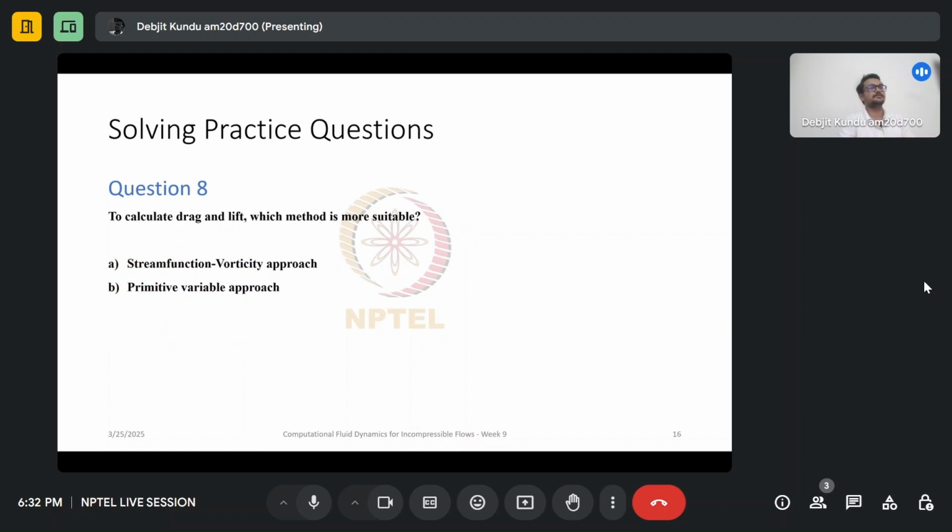We'll move on to question number 8, which is asking us that in order to calculate drag and lift forces, which method is more suitable? Is it option A, the stream function vorticity approach, or is it option B, the primitive variable approach?